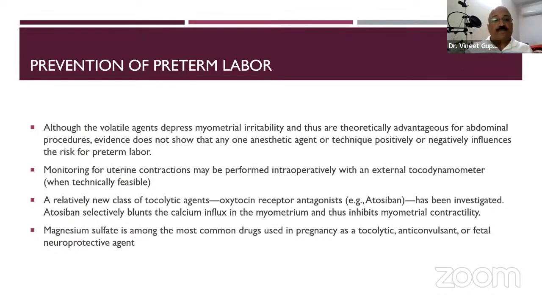for 2 hours. A relatively new class of tocolytic agents, oxytocin receptor antagonists, that is atosiban, has been investigated. Atosiban selectively blunts the calcium influx in the myometrium and thus inhibits myometrial contractility. More or less, it works like nifedipine. Then magnesium sulfate is among the most common drugs used in pregnancy as a tocolytic, anticonvulsant, or fetal neuroprotective agent.